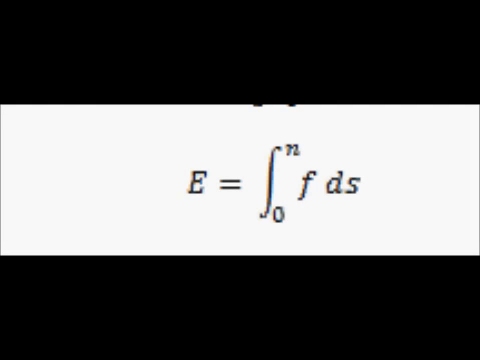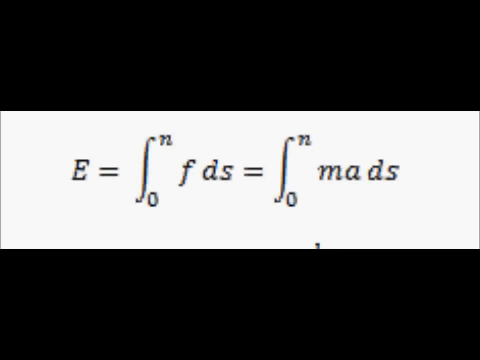This is an indefinite integral, so what we're saying is we're taking the area of that graph I showed you from n, which is a particular value of displacement, to 0, which is before the particle started to move.